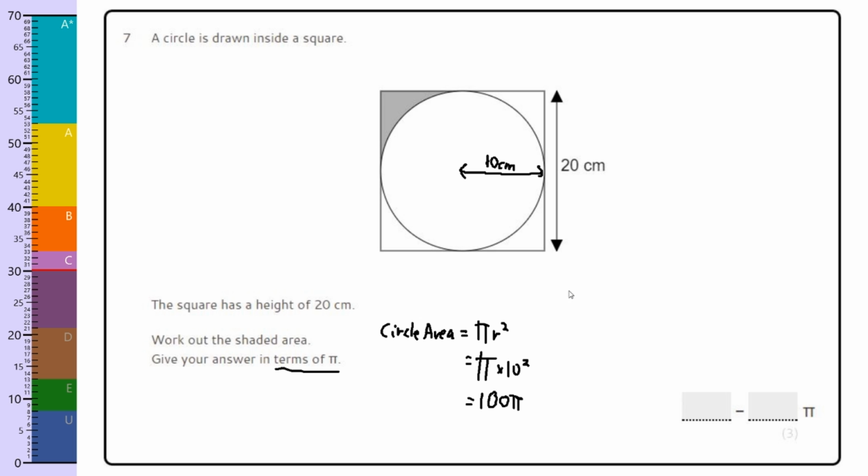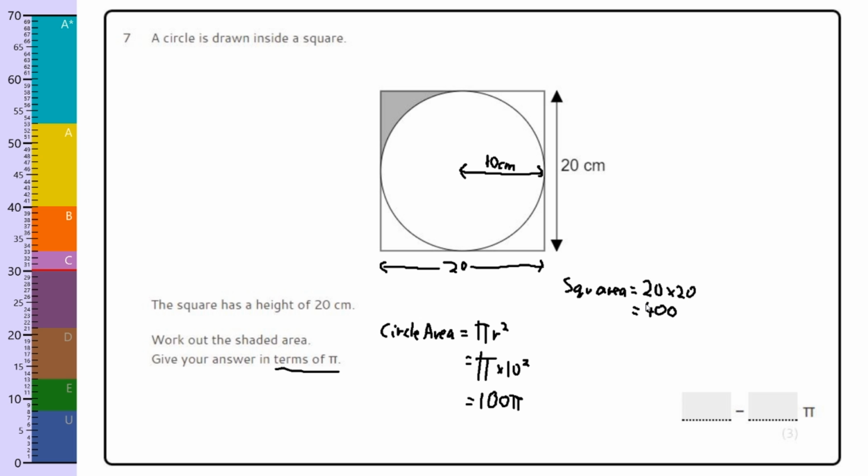Now the square area is going to be, well, 20 times 20, because this is also going to be 20 down here, because it's a square. Okay, let's just mark that on so we're absolutely clear. So to work out the area of the square, it's going to be 20 times 20, which is 2 times 2, and then add the 2 zeros. It's going to be 400.